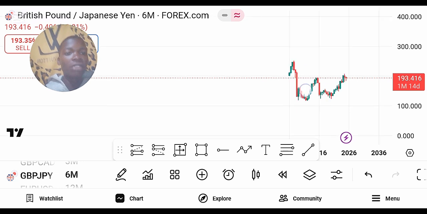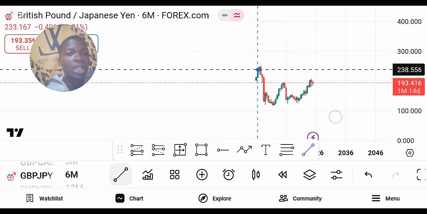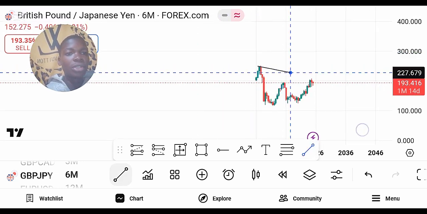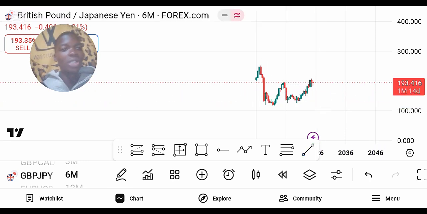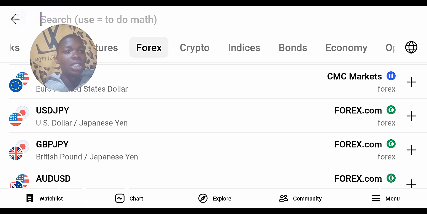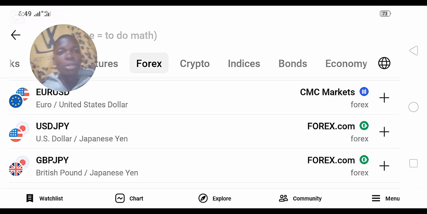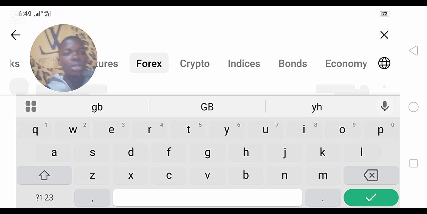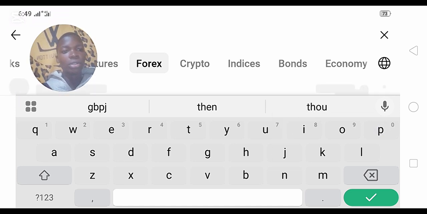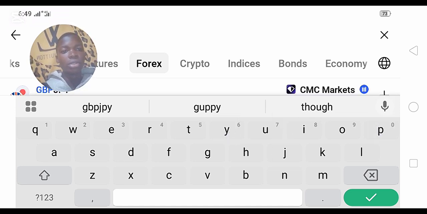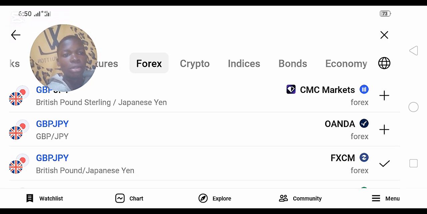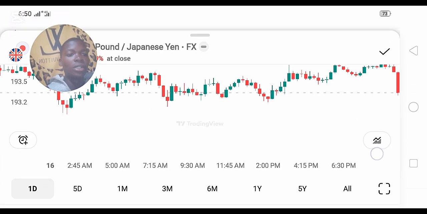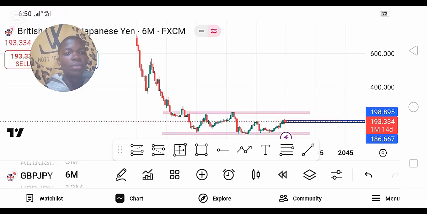So you can see on the 6 month time frame, I'm not going to use this. I don't want to use this market to analyze the market figure. Let's see if we can get the big picture of this market.